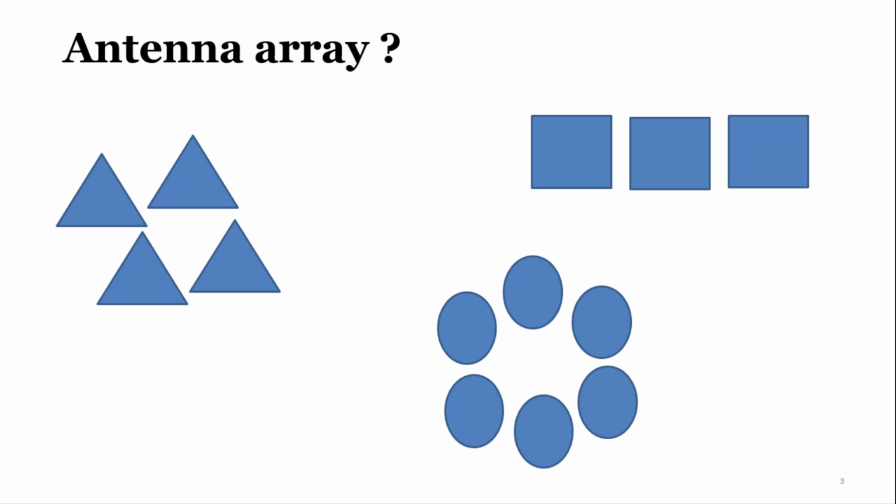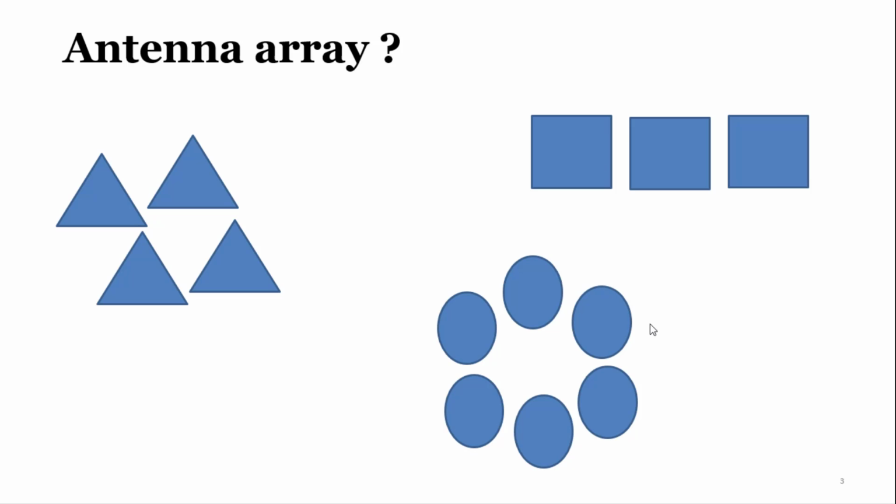When we talk about antenna arrays, or array antennas, it is a set of multiple connected antennas, like in this figure, which work together to transmit or receive radio waves. Here we have several geometries like triangular, rectangular or circular. So we have more than one antenna in a single geometry.